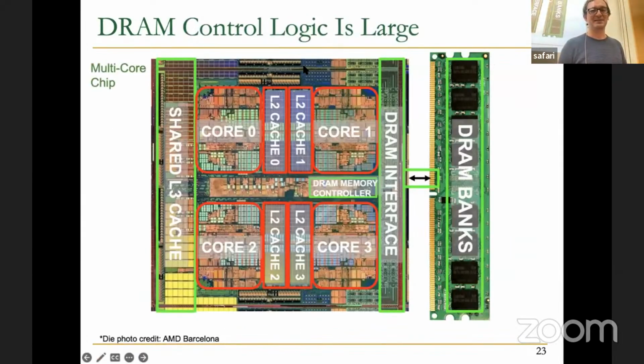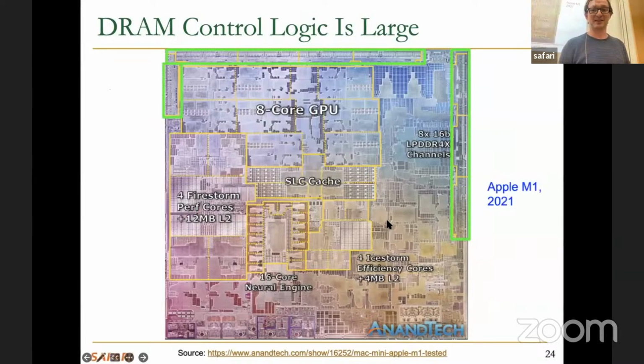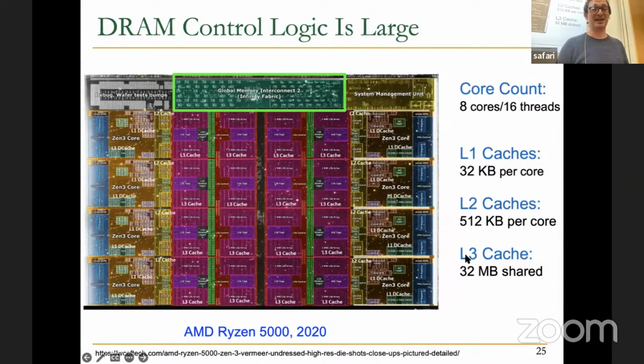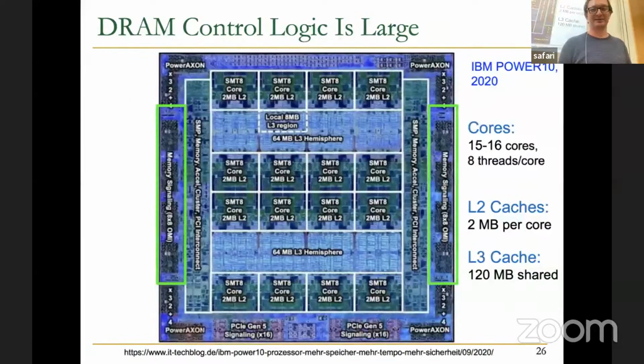If you look at DRAM control logic, it's actually pretty large, right? This is, for example, according to AMD, from 2006, the DRAM interface. It's a lot of logic and analog interface. This is, according to Apple, the LPDDR interface. They have 8 memory channels, and they occupy a lot of area. This is AMD again. They call it Global Memory Interconnect, which includes the memory controller. A lot of area. This is, again, IBM. This is memory signaling. Again, a lot of area.